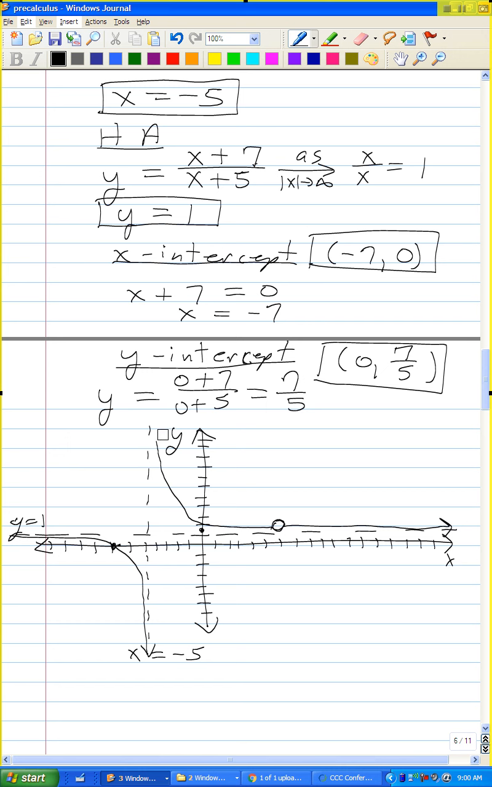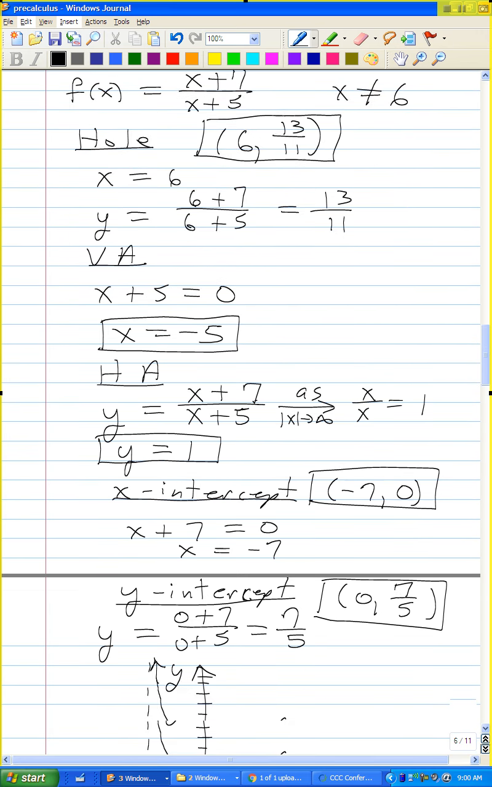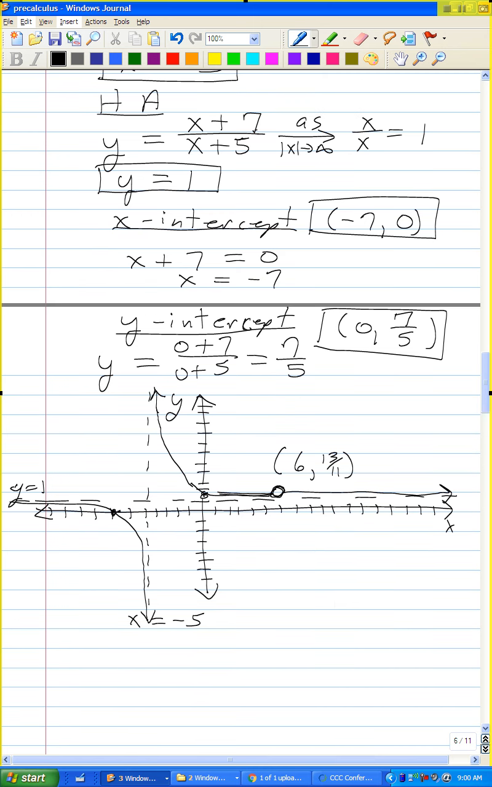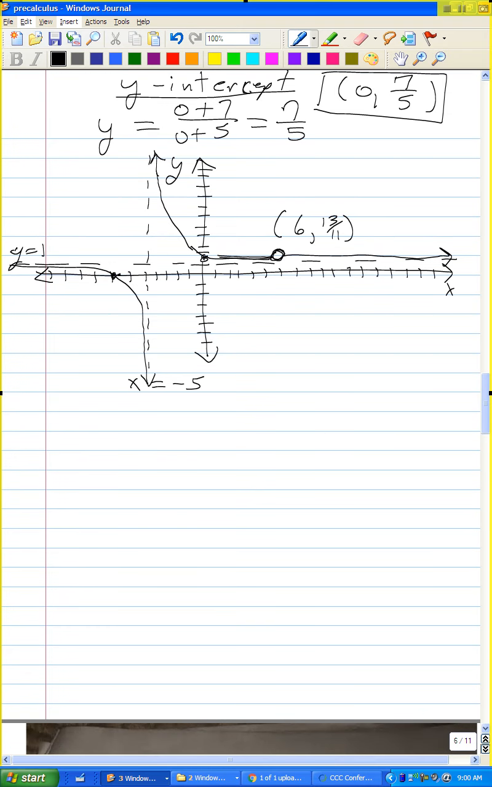I sort of missed a few things, but good enough. Okay, there. That actually looked a little bit better. Okay, so that's what the graph looks like. So notice there's a hole here at 6, 13 over 11. Okay, and that's your graph. Any questions about that?